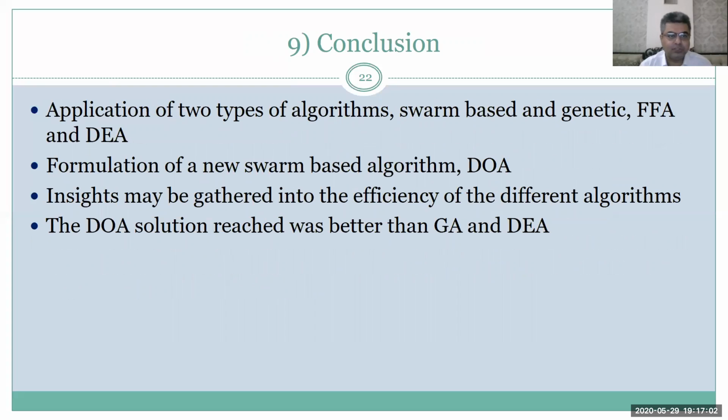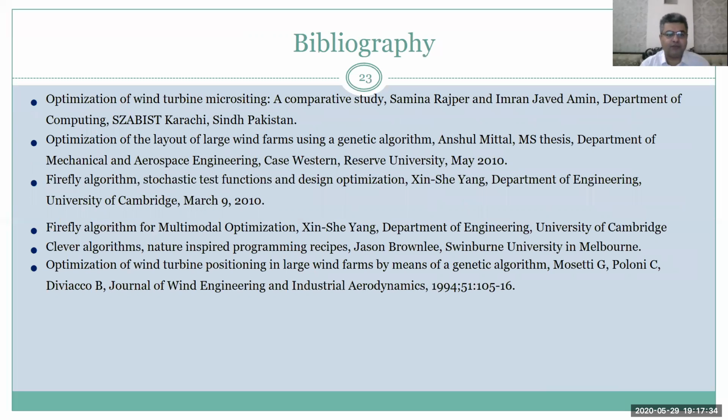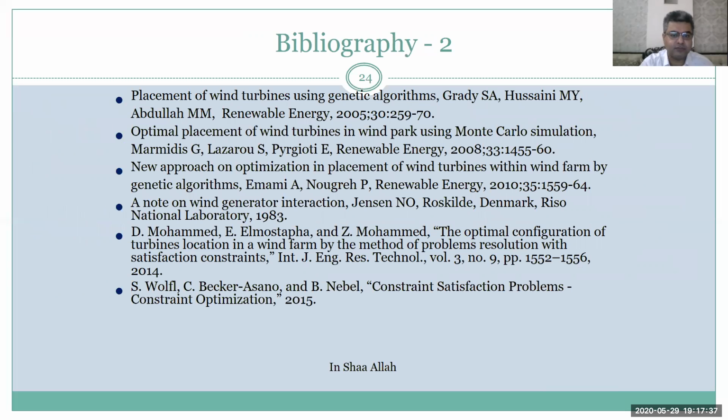Well, what I've been able to do is that I've been able to apply two types of algorithms, swarm-based and genetic, FFA, DEA, as well as GA to this algorithm. FFA is not shown here, but it has been done by studies. The formulation of the new swarm-based algorithm, DOA, has been done, and insights may be gathered into the efficiency of the different algorithms. The DOA solution reached was better than the GA and the DA, or the genetic type of algorithms. The bibliography, these are the papers that I've referred to.